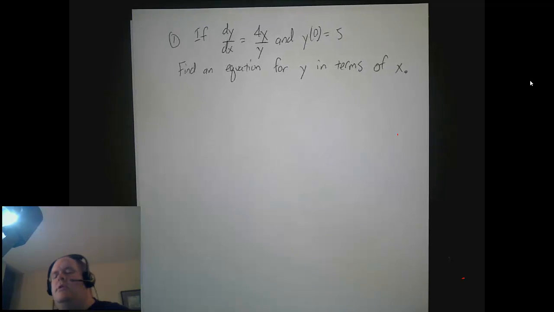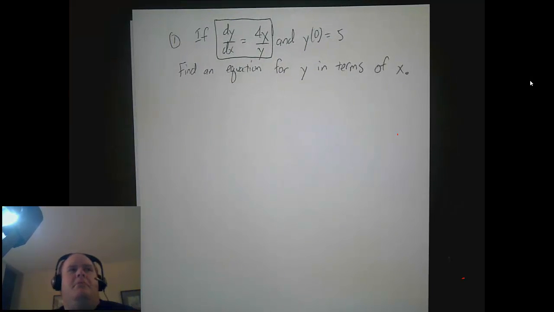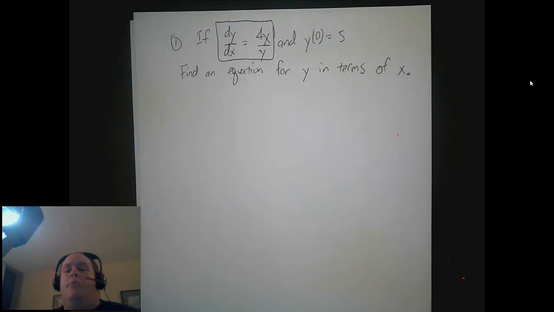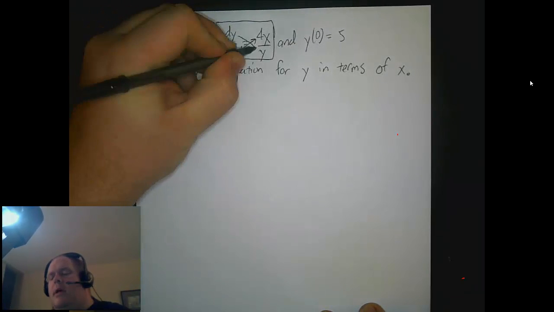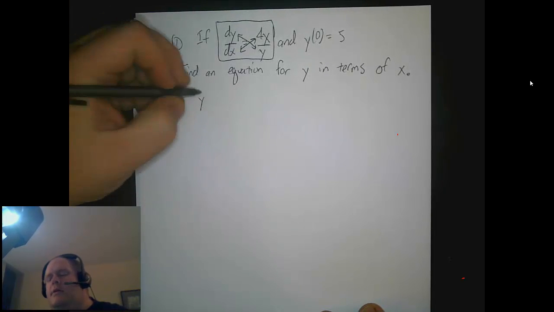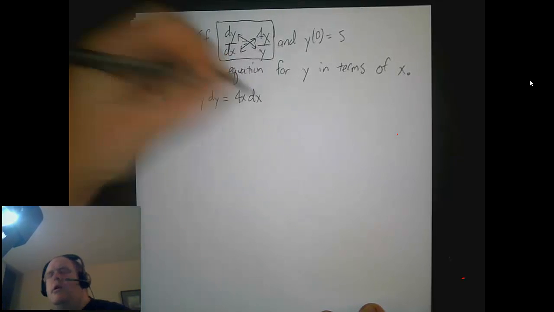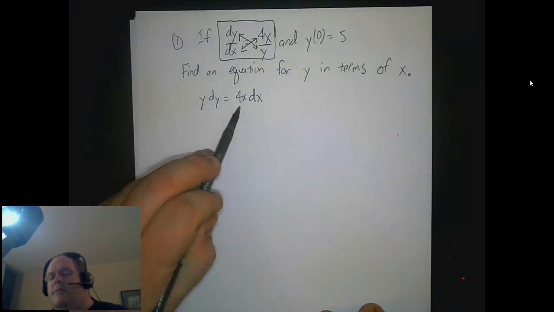Notice here's the main part of the problem. If I asked you in 7th or 8th grade, what is that, when it's one fraction equaling another fraction, hopefully you would have said proportion. And the way we solve proportions is to cross multiply. So we're going to do the same thing here. These 2 get cross multiplied, these 2 get cross multiplied. And if I do that, it's going to look like this: y dy equals 4x dx. So we have y times the derivative of y equals 4x times the derivative of x.